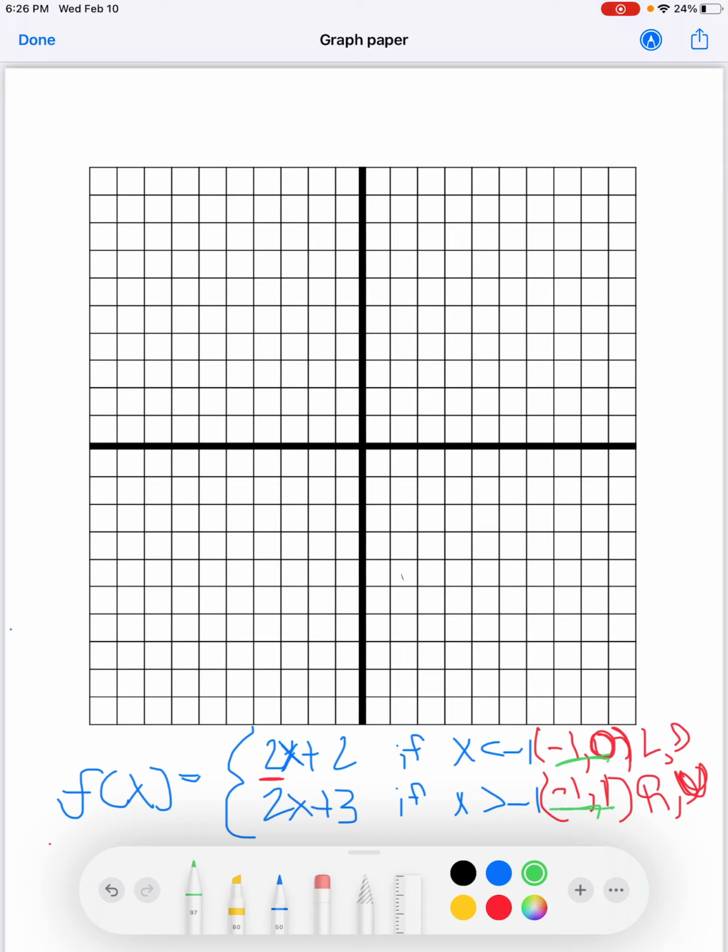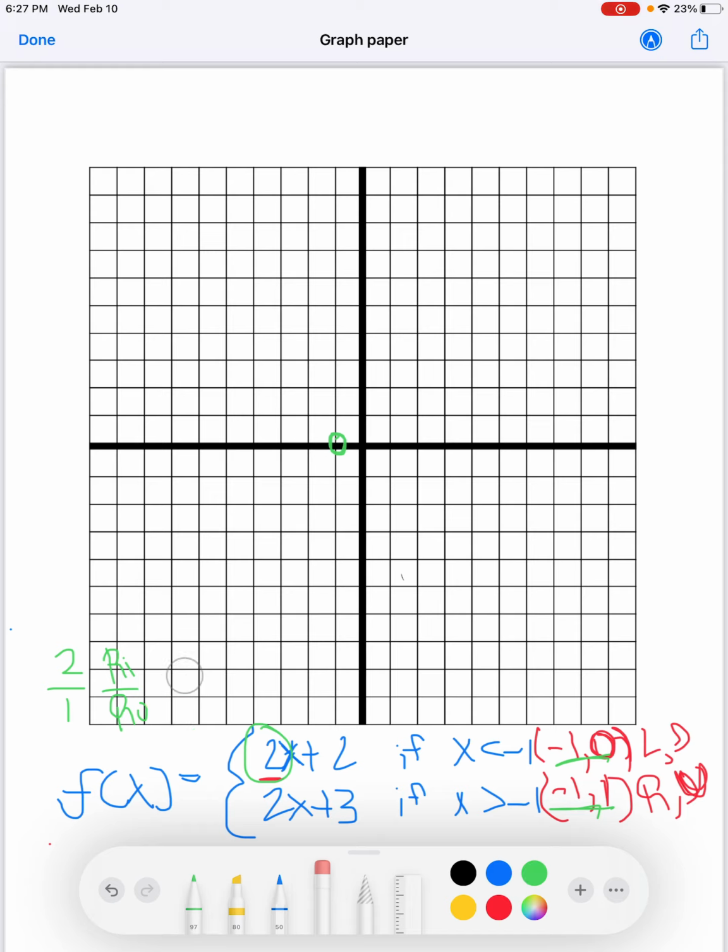So -1, 0 is right here. We do an open dot because there's no line under that. Then we said it's going to point left and down, but we can't just randomly draw this. We have to look at the slope to know how far to draw it. So that's 2, which really equals 2 over 1. And slope is rise over run, or you could just say y over x.